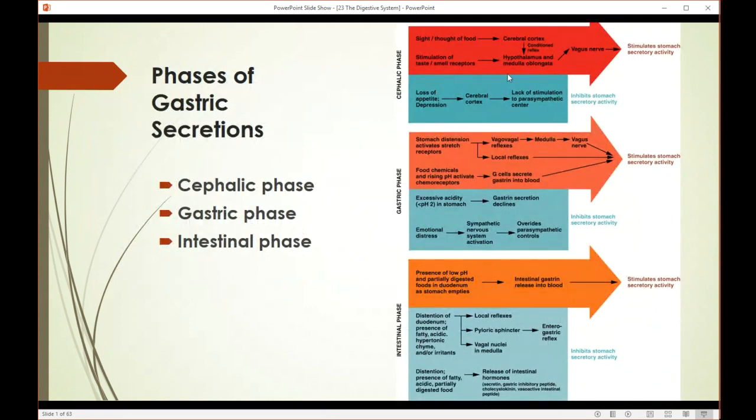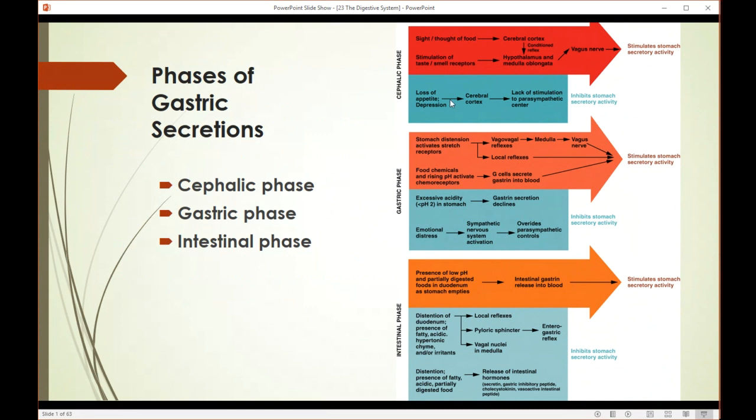So there's 3 different phases of our gastric secretion. So the cephalic phase, cephalic has to do with your brain, right? And so this is when we have the sight or the thought of food. And then we can start to stimulate the taste and the smell receptors. Okay, that's going to stimulate our stomach secretory activity.